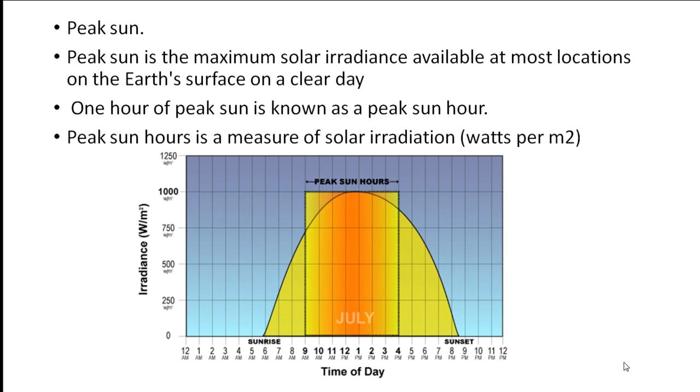Peak sun hours are calculated at a given location by determining the total irradiation, watt-hours per square meter, received during daylight hours and dividing that number by 1000 watts per meter square.